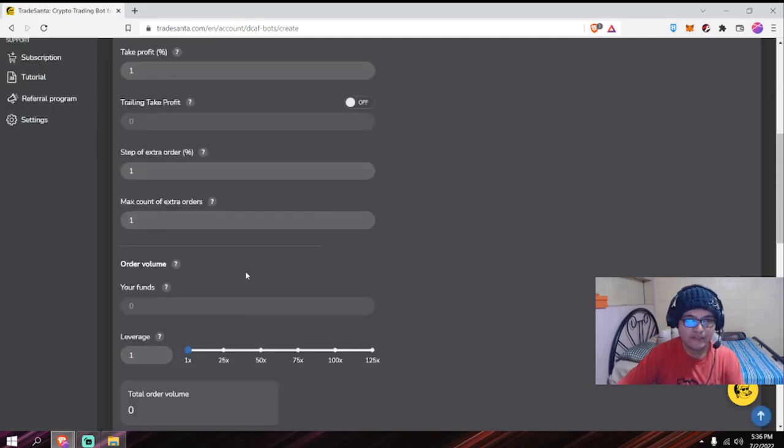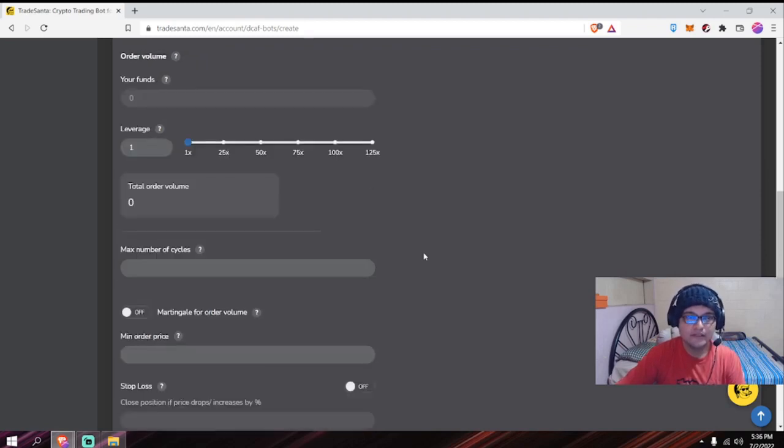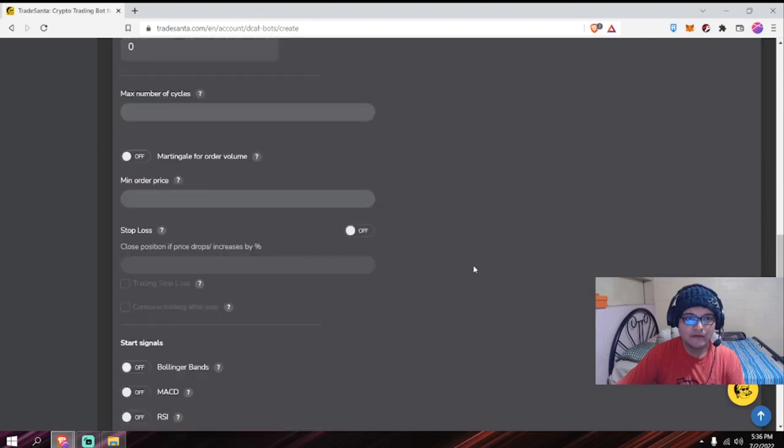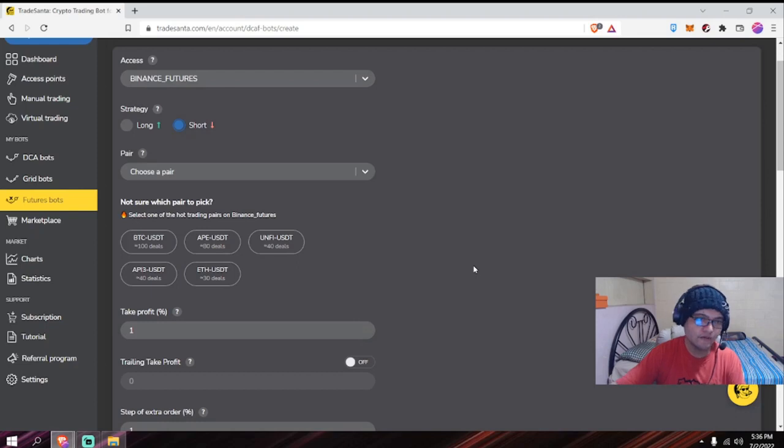The same settings still. You can change the leverage up to 125 times, but I think it now depends on what Binance is offering currently because of the bear market. So max number of cycles, they're all the same. Now those are only the bots that they offer: DCA, grid bots, and futures bots.